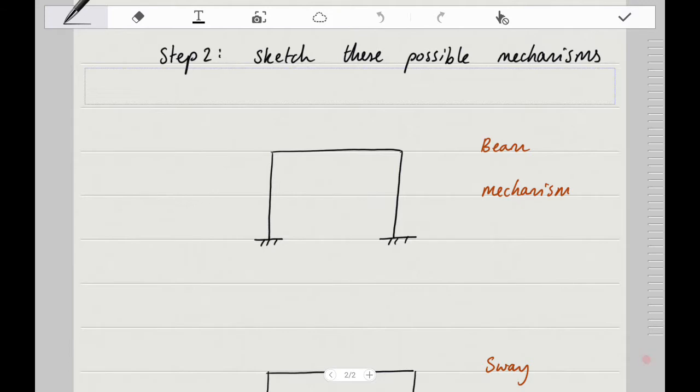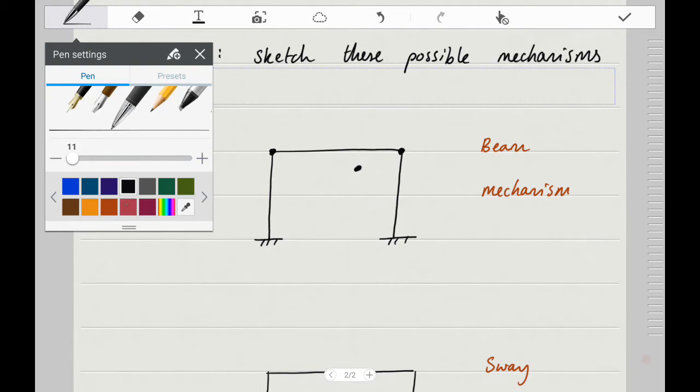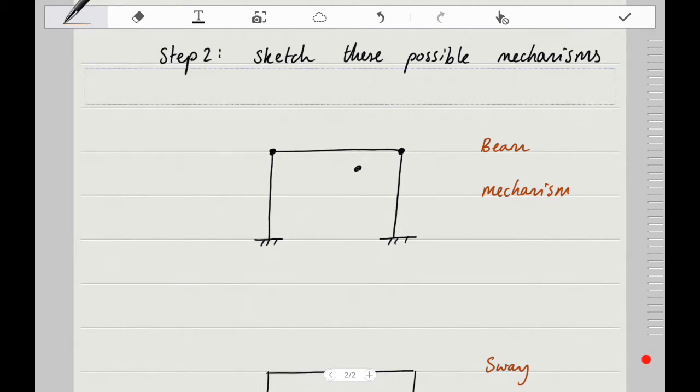Alright, so now we know the number of mechanisms that we're expecting, which is 3, we can start to sketch these possible mechanisms. So the first mechanism we have is a beam mechanism, and this generates when you have hinges forming in the top right corner of your frame and the top left corner of your frame, and a plastic hinge where your point load acts. So we get this sort of failure mechanism. Let's draw that straight.